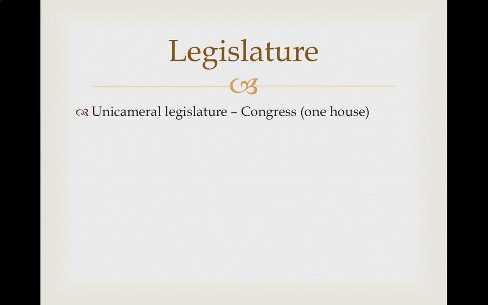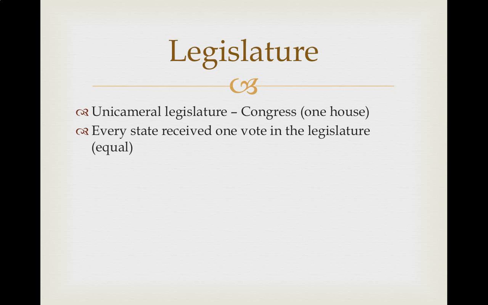Looking specifically at this legislative branch, it was a unicameral legislature, and we know that means there was one house, and it was called Congress. Their presiding officer was called the president, but he was not an executive. Every state in this Congress received one vote, so it didn't matter what the population was. Large, heavily populated states like Virginia had the same vote as a very small state with few people living in it, like Rhode Island. Once again, that becomes very important later when we look at the creation of our Constitution.